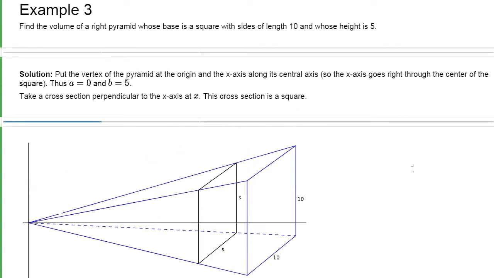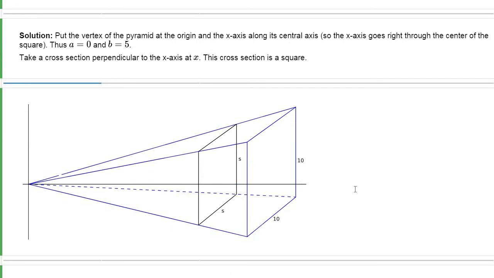Put the vertex of the pyramid at the origin. Okay, I'm actually going to turn the pyramid on its side. It's going to be convenient to do it that way, since I define my volume in terms of area of cross sections along the x-axis. So it's going to be convenient to cut the pyramid this way. So I'm going to put the vertex of the pyramid right at the origin. I'm going to have the x-axis go right down the center.